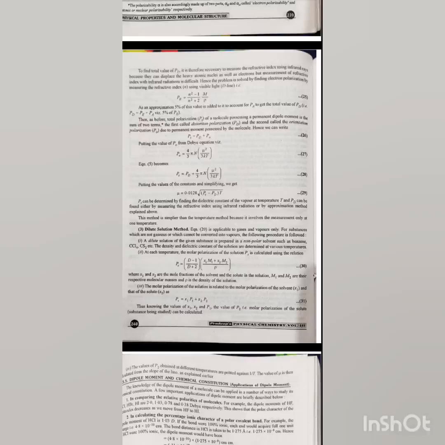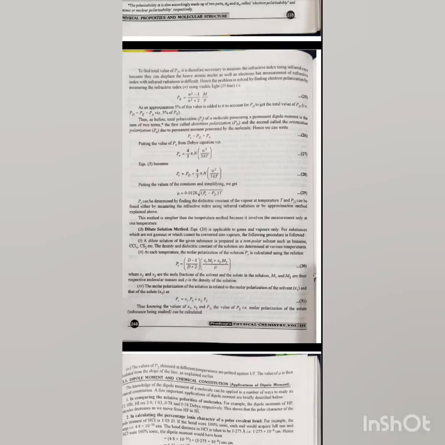Third is the dilute solution method. Equation 20 is applicable to gases and vapors only. For substances which are not gaseous or which can't be converted into vapors, the following procedure is followed. First, a dilute solution of the given substance is prepared in a non-polar solvent such as benzene, CCl4, CS2, etc. The density and dielectric constant of the solution are determined at various temperatures.